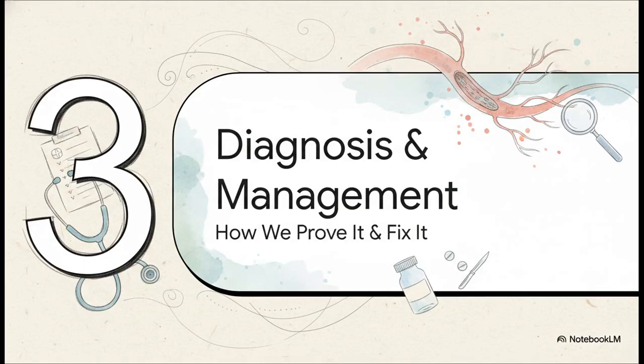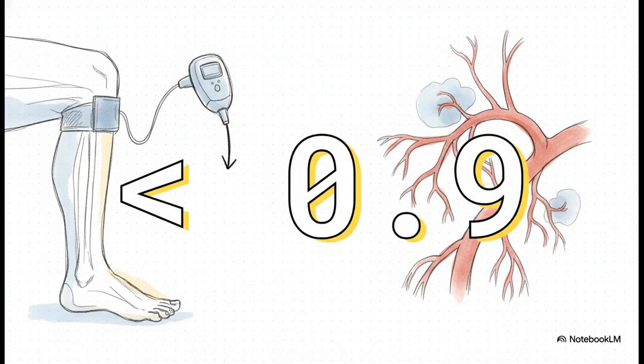So you see a patient, you're piecing together the clues, and you're thinking it's one of these conditions. How do we prove it? And what are we going to do about it? That brings us to Section 3, diagnosis and management. When it comes to diagnosing PAD, there's one magic number you have to burn into your brain, and that number is less than 0.9.